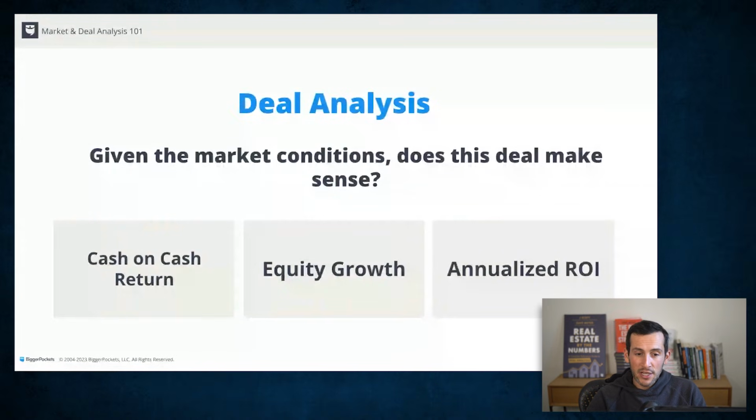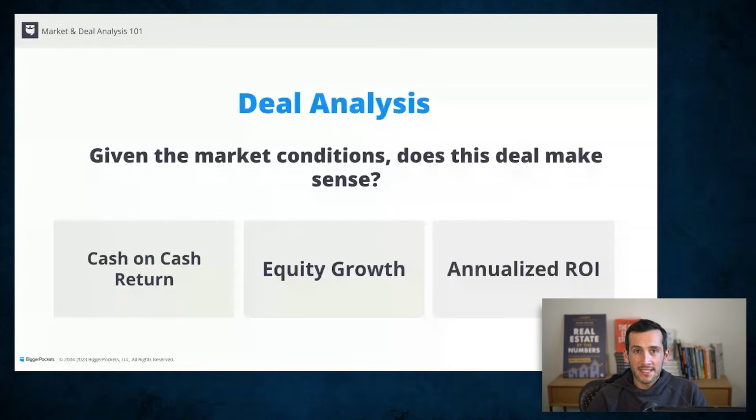Next, we look at equity growth, which is a great way to measure appreciation and how much the value of your asset is increasing. And annualized ROI, which combines all the different returns you get as a real estate investor into one easily understood metric. Okay.